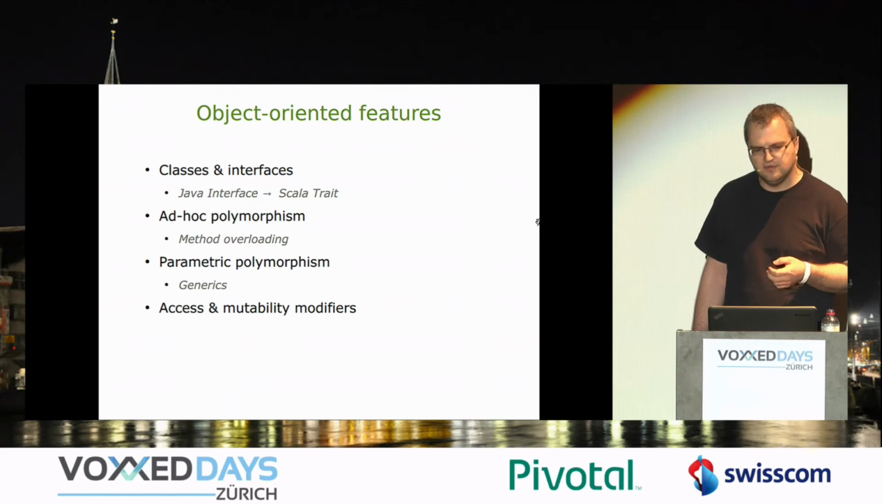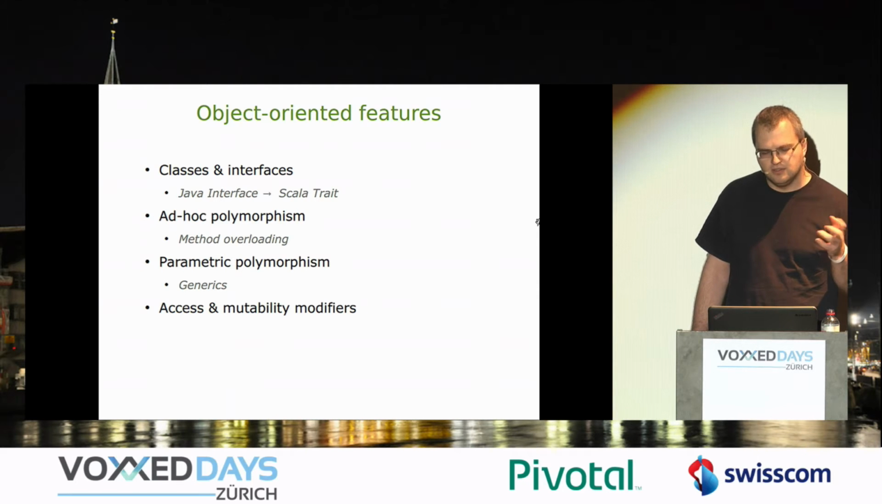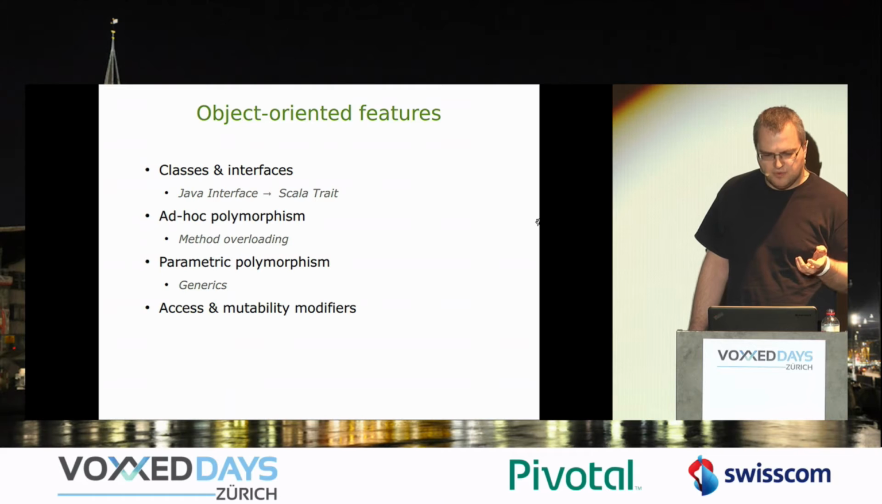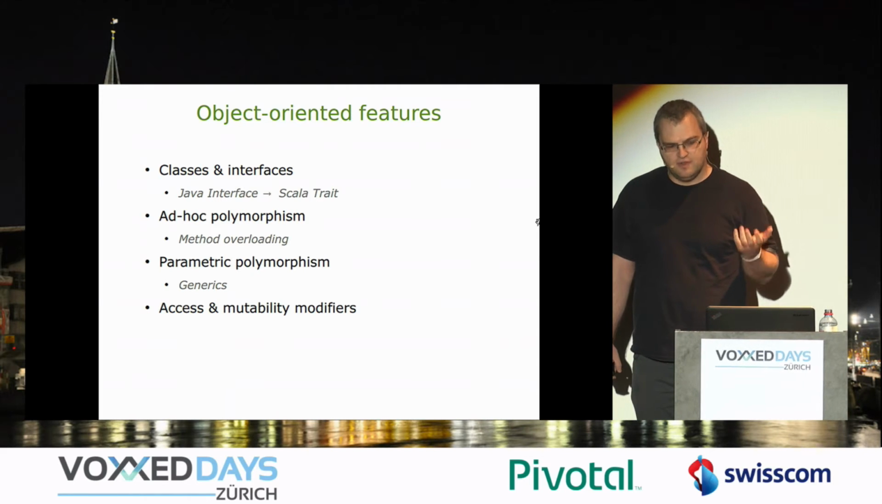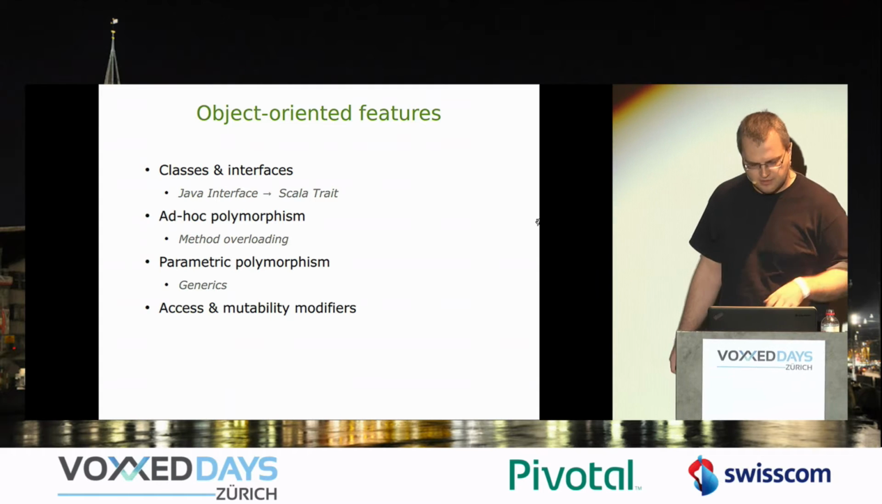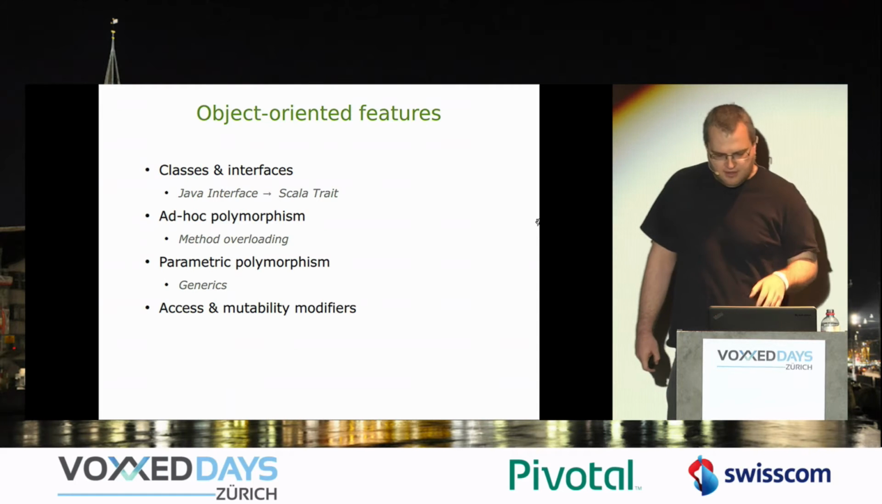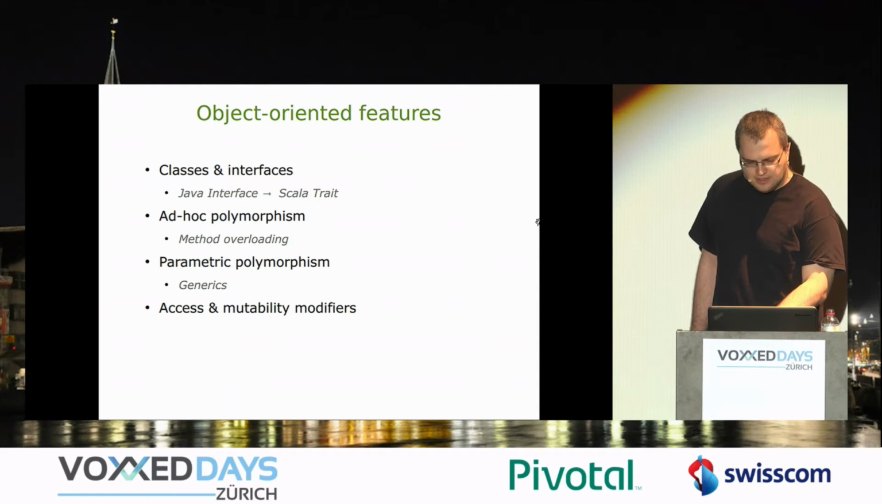Let's look at object-oriented features. As you very well know, in Java you have classes and interfaces. In Scala it is the same, except the interface is called a trait. Otherwise, it works the same way. Both support ad hoc polymorphism, otherwise known as method overloading. Both also support parametric polymorphism. In Java, this is since version 5, so you have so-called generic programming. And you can also have things like access and mutability modifiers, private, public, final, and these things for fields and classes.